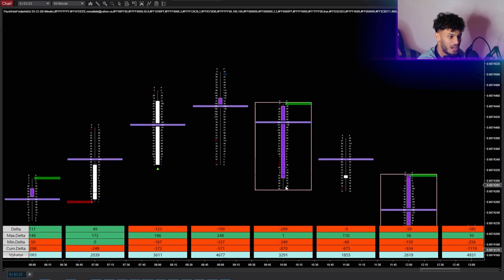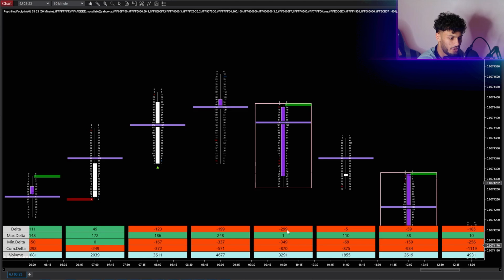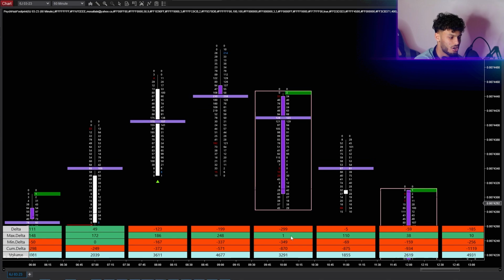Now, here is where I enter, in this candle. I entered the trade after this candle printed. Why? Minus 299, 1, minus 349. Absolutely only one contract right here, as you can see. Pretty much no aggressive buying whatsoever in this candle. As you can see, strong aggressive selling, very, very strong negative delta right here.